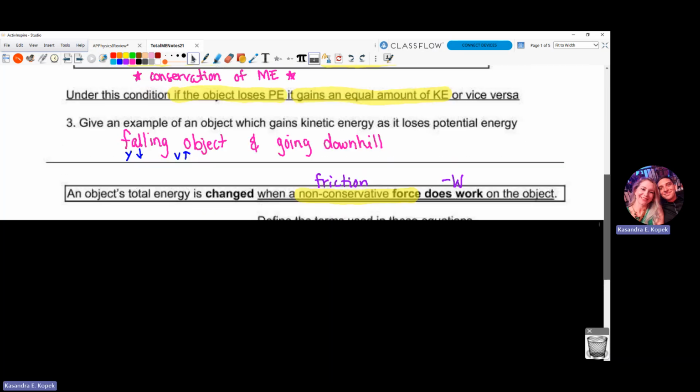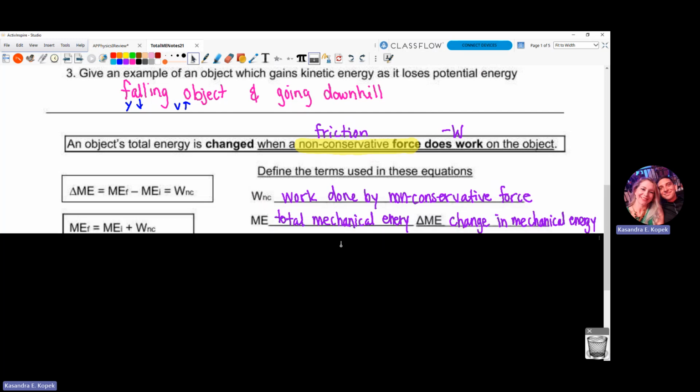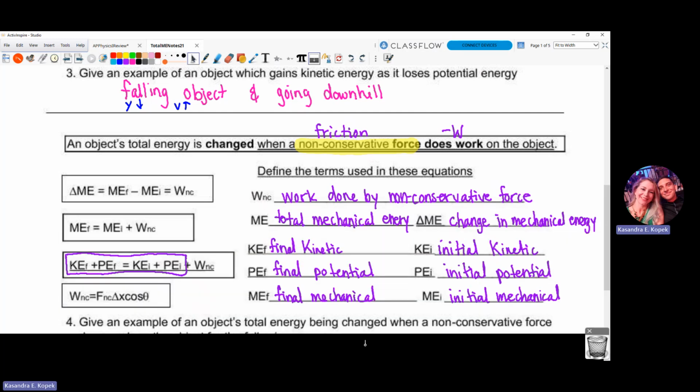When we do incorporate friction, then we have a non-conservative force that does work on the system, and it's going to change the total amount of energy that the system has in the end. We can still find the total by incorporating that work done. Okay, so here are some terms that you need to know. Take a few minutes to write these down. Pause the video if you need to.